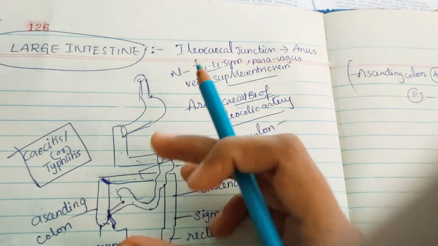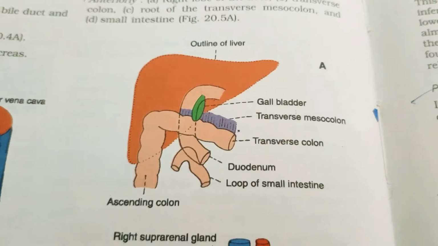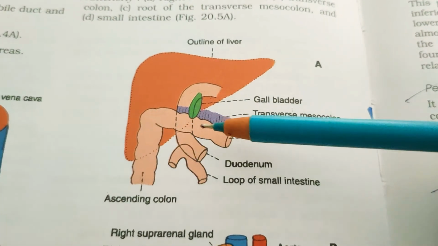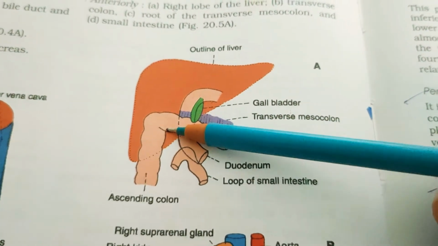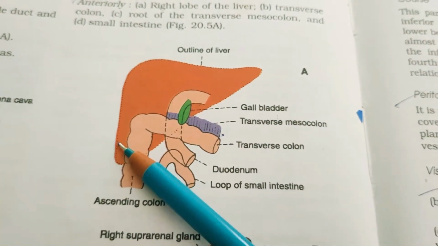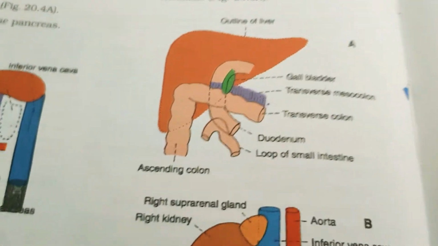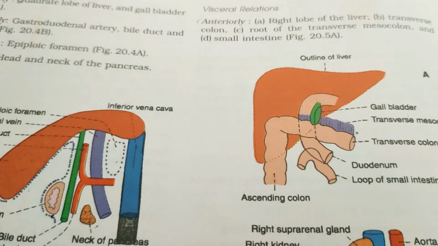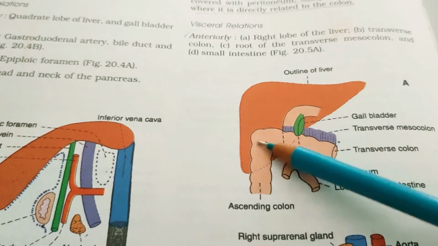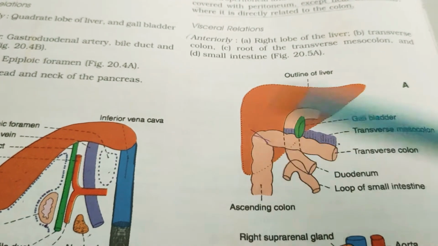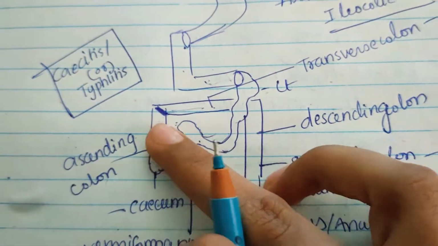So let me show this diagram. Okay, so in this diagram you can clearly understand what I'm saying. So we're talking about right colic flexure, right? You can see it is related to inferior part of right lobe of liver. Okay, this part, right colic flexure. Now let us discuss about transverse colon.